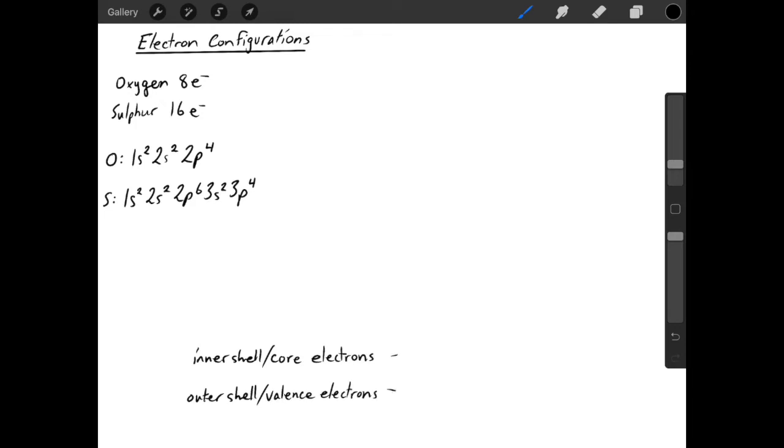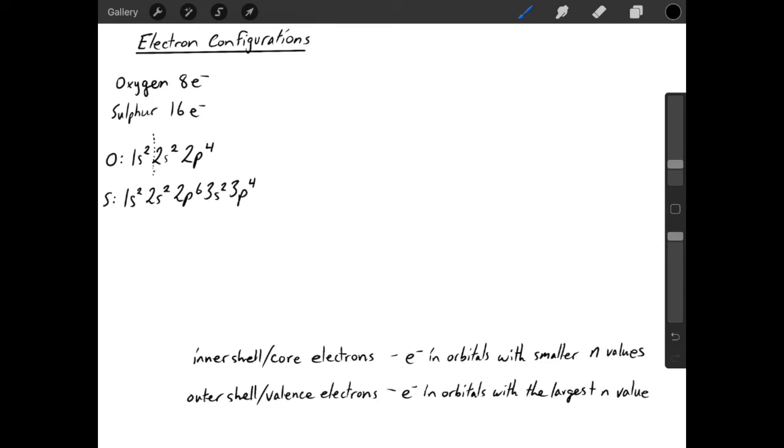Inner shell electrons or core electrons are just those electrons that exist in orbitals with smaller n values. And outer shell or valence electrons are just the electrons that exist in the orbitals with the biggest n value. So for oxygen, the largest n value is 2, the 2s orbital and the 2p orbitals. If you wanted, you could draw a dividing line between the valence shell, the n equals 2 shell, and the core shell, which in this case is the n equals 1 shell.